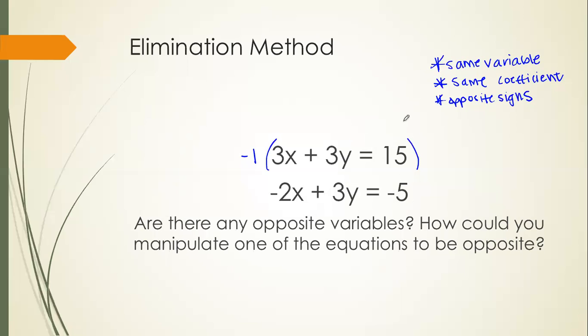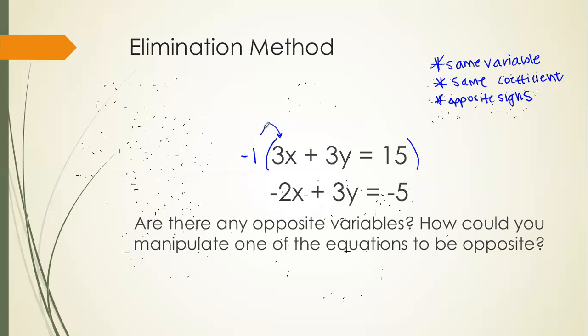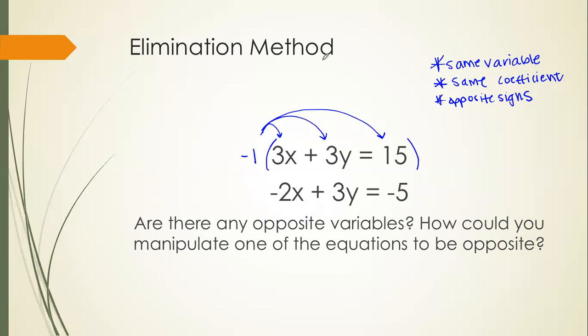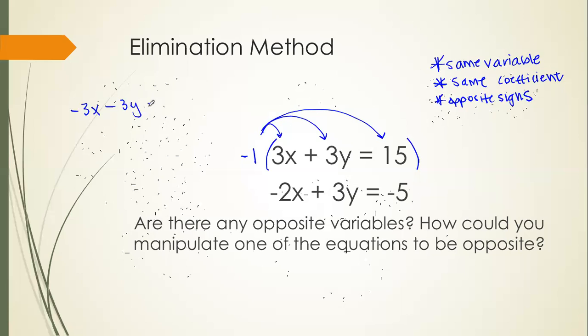I couldn't just multiply this by -1 because that would change the whole equation. But if I multiply the whole thing by -1, I'm keeping the same equation because I'm doing it to everything in the equation. So times -1, we'll change that to -3x minus 3y equals -15. And if you actually graph these two equations on Desmos, they would be the same equation.